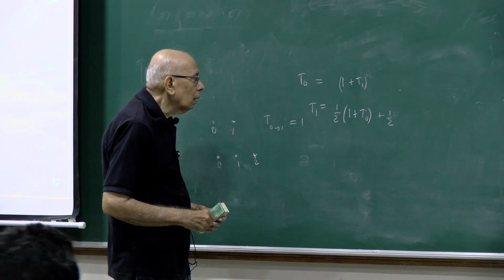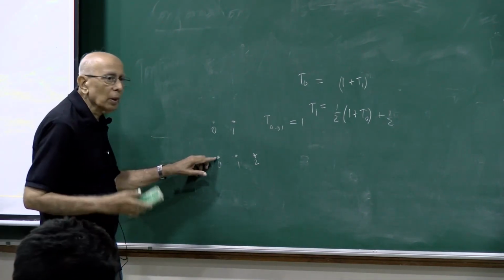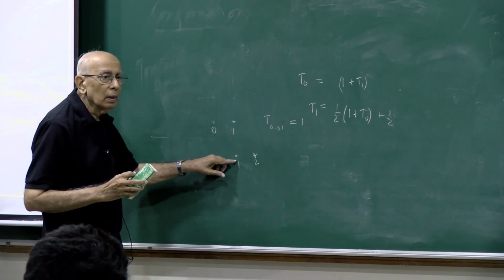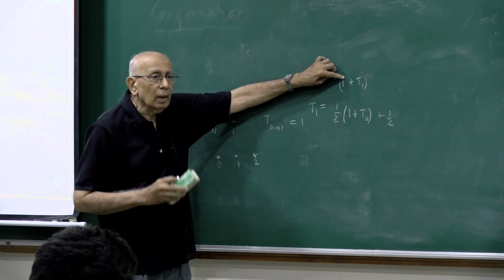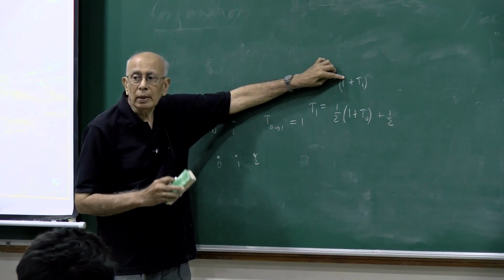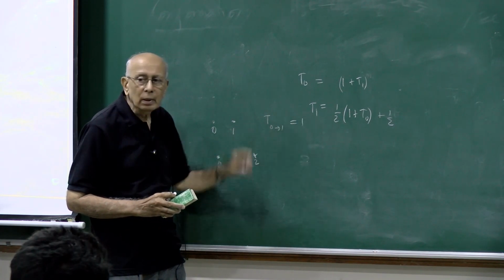So could you repeat that? From T0, I have only one possibility. I take, with probability 1, I hit 1. That takes one time step, so I count that one time step. And then I'm at T1, and the mean time to hit 2 from site 1 is denoted by T1. Then I go to T1.